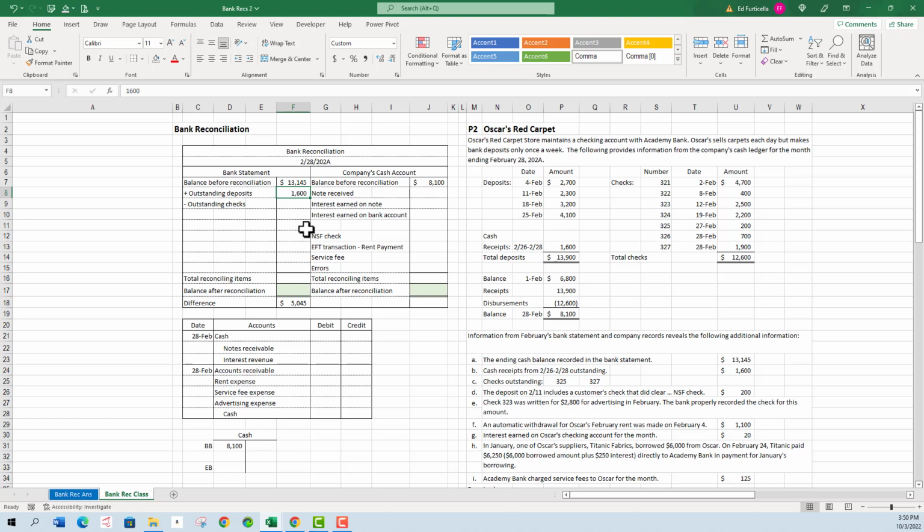This means that the bank balance will be less than the company's amount of cash, and as a result, deposit outstandings must always be added to the bank statement balance.